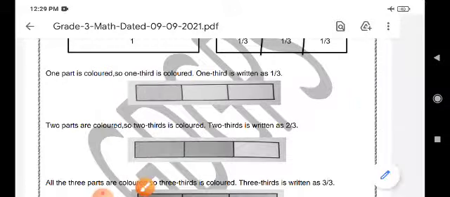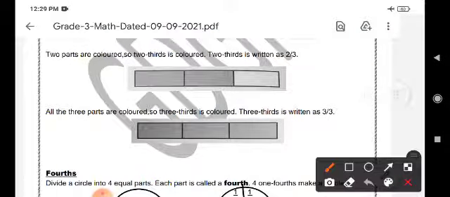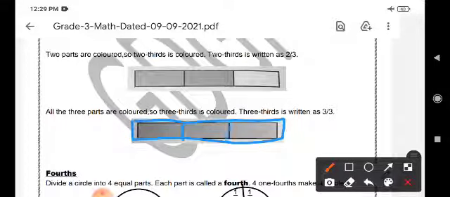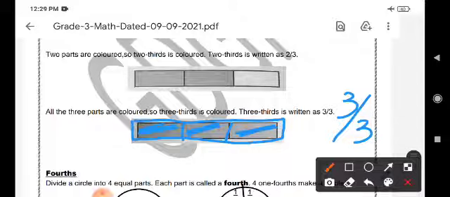Now, in this strip of paper, you see all the 3 parts have been colored. How many parts are colored? 3 parts. And the total number of parts we made of the strip is 3. That means you are going to write 3/3 and represent it by 3/3.